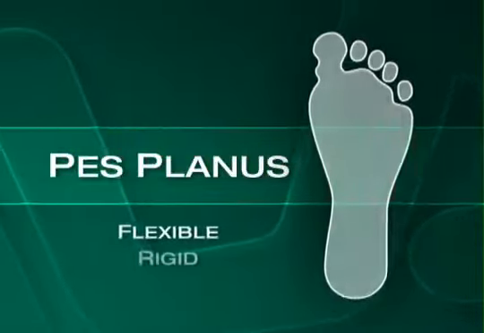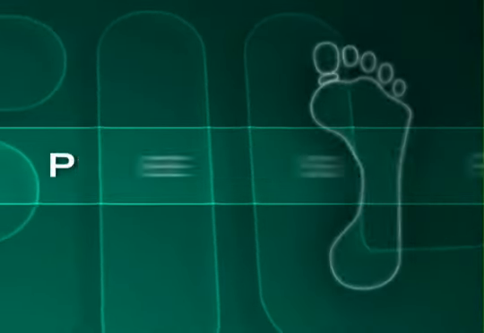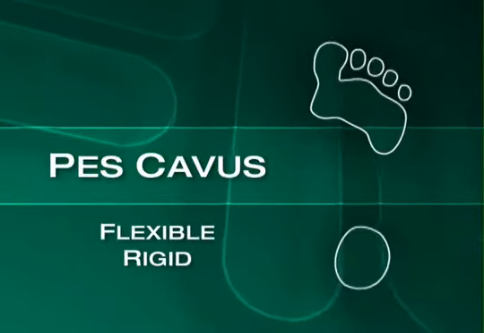So we look at 5 basic types. Pes planus, and the two subgroups, is it flexible, is it rigid? Then we have pes rectus, which is a normal arch, and then the last grouping, which is pes cavus, or the high arch, is it flexible or is it rigid?